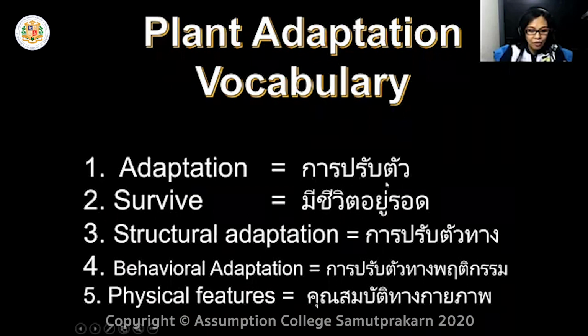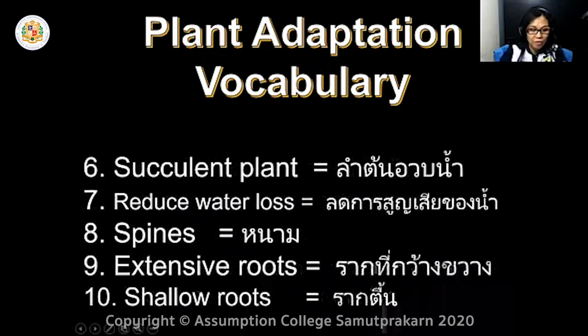Okay? So just remember the meaning of the word in Thai. Number 2 is survive. Number 3, structural adaptation. Number 4, behavioral adaptation. And number 5, physical features. All right, let's go to number 6.